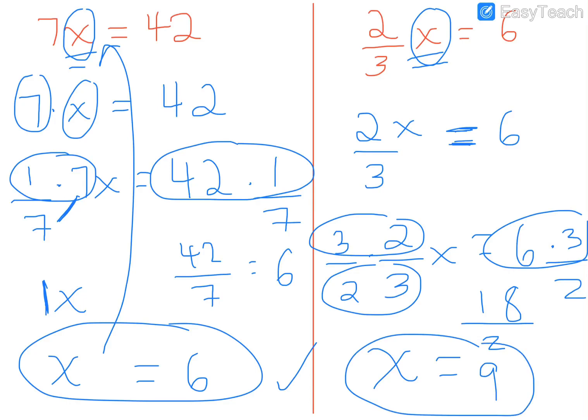Again, let's check and make sure that that works when we replace x with 9. 2 times 9 is 18. And 18 divided by 3 is in fact 6. So this is how we can be using the multiplicative inverse to solve equations.